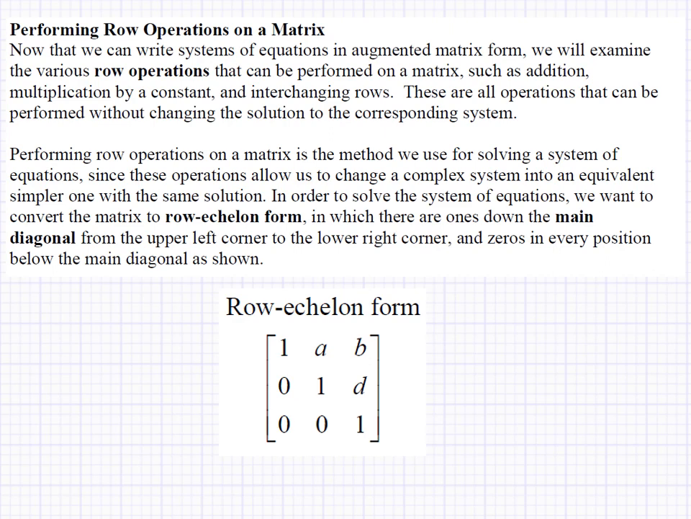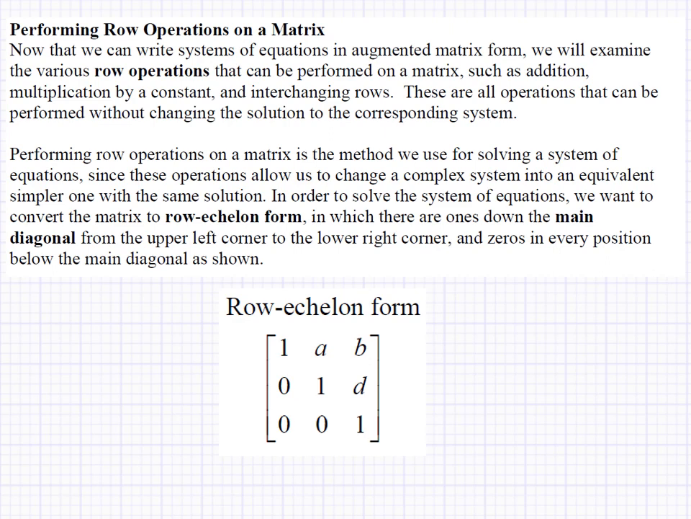So now that we know how to write an augmented matrix, we'll examine various row operations that we can perform on a matrix using addition, multiplication, or interchanging rows. These are all operations that can be performed without changing the solution to the system, but make it easier for us to find a solution to the system. So performing row operations on a matrix is a method we use for solving a system of equations. Since these operations allow us to change a complex system into an equivalent simpler system, it's a very good way of solving a system.